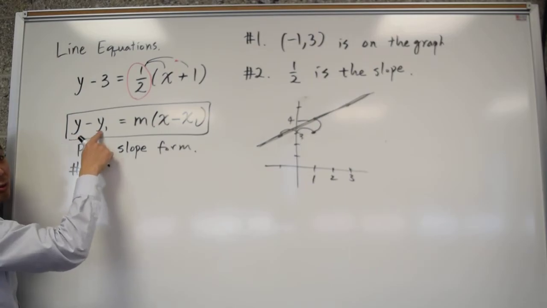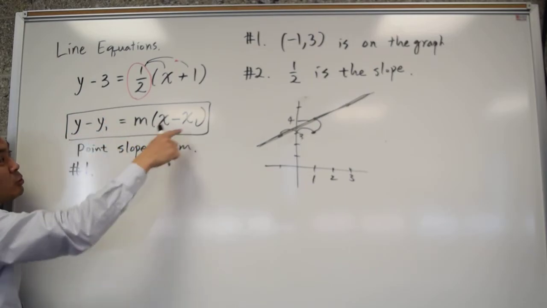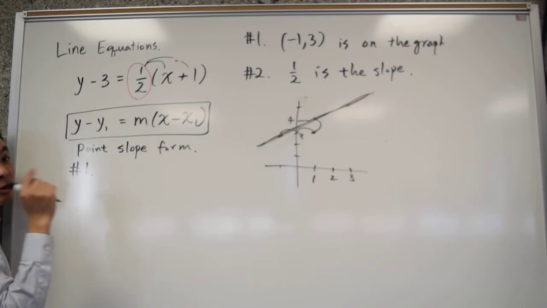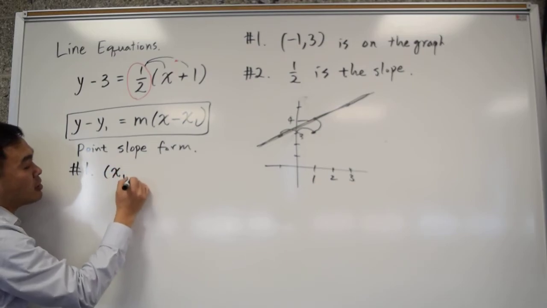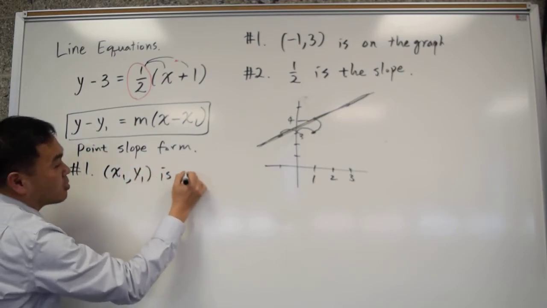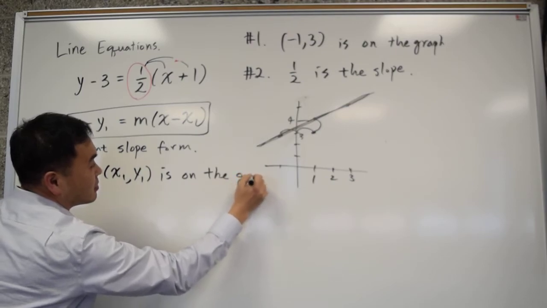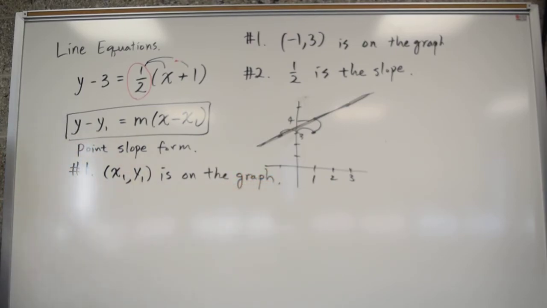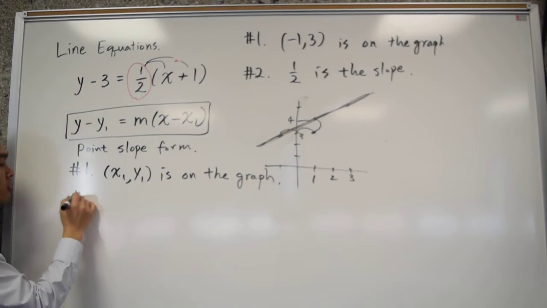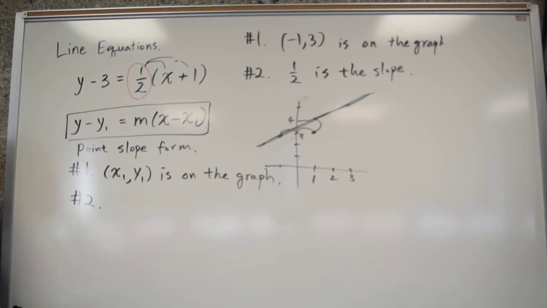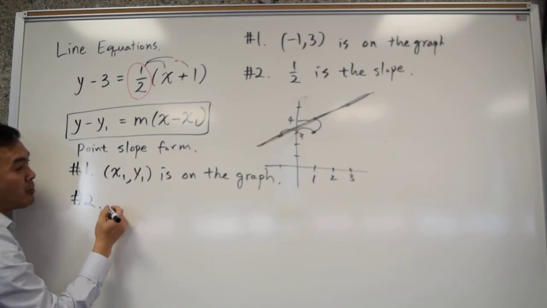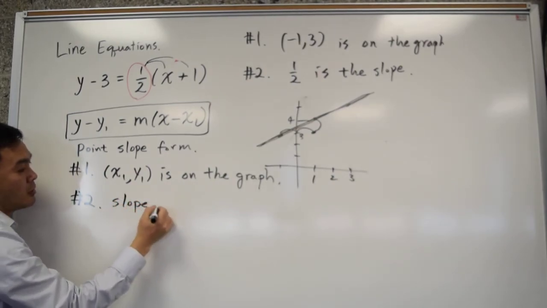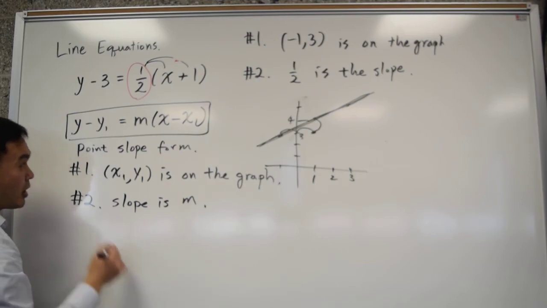What about y1 minus y1? 0. So does this equation become satisfied when I plug in x1, y1? Yeah, because they're both 0. So we know that x1, y1 is on the graph. Very clear, right? Becomes 0, 0. Number 2, what's the slope? M. This m. The number 1/2 like here, that slope will be m. So slope is m.